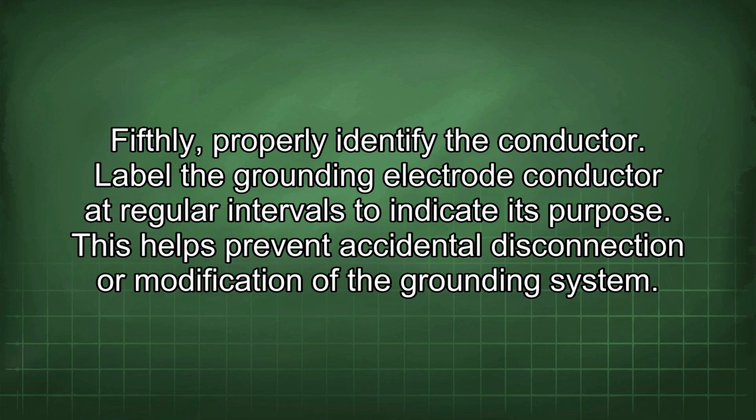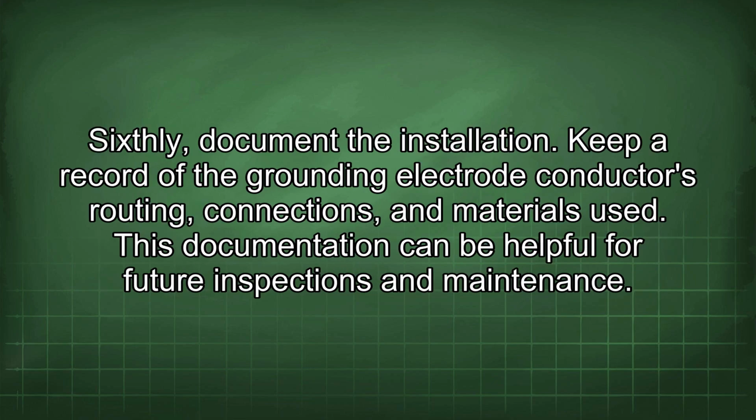Fifthly, properly identify the conductor. Label the grounding electrode conductor at regular intervals to indicate its purpose. This helps prevent accidental disconnection or modification of the grounding system. Sixthly, document the installation. Keep a record of the grounding electrode conductor's routing, connections, and materials used. This documentation can be helpful for future inspections and maintenance.